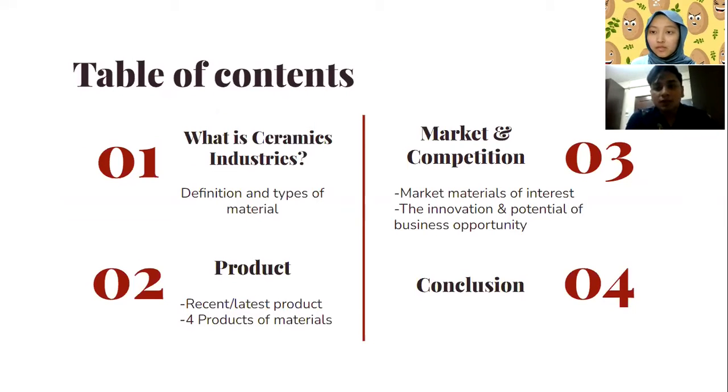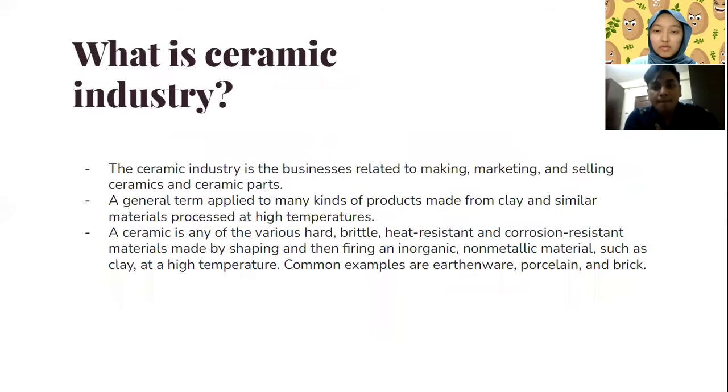This is the table of content for today's presentation. Firstly is what is ceramic industries, the definition and type of material. Second part is product. We are going to present about the latest product and product of material of ceramic industries. For the third part is market and competition, market material of interest and the innovation, potential of business opportunity, and the last one is going to be the conclusion.